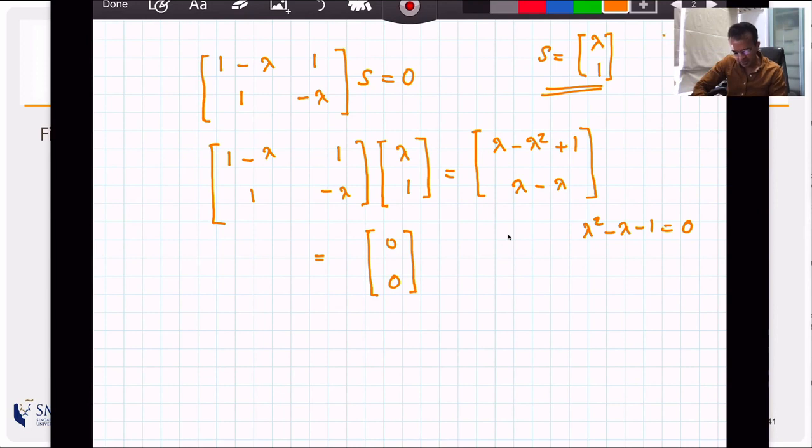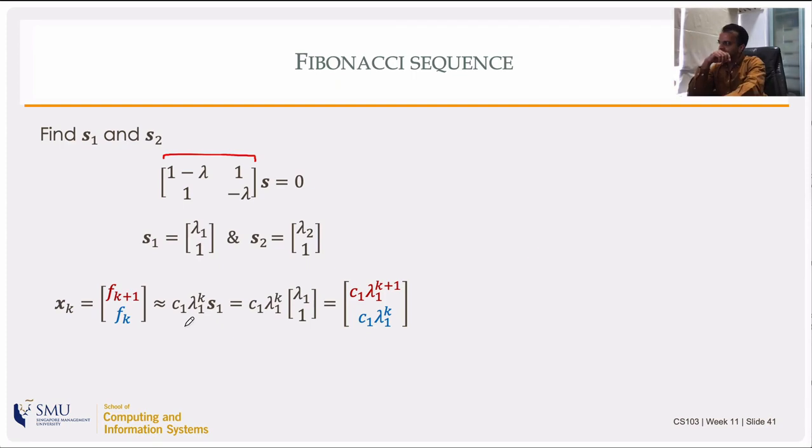Eigenvectors are of this form, so I have (lambda 1, 1) as one eigenvector, I call that s1, and (lambda 2, 1) as a second eigenvector, I call that s2. We know that the approximation for xk is whatever linear combination we have for x0, and we ignore the second term there, s2 is ignored because that is going to be multiplied by lambda 2 to the power k, and so we need to worry only about s1.